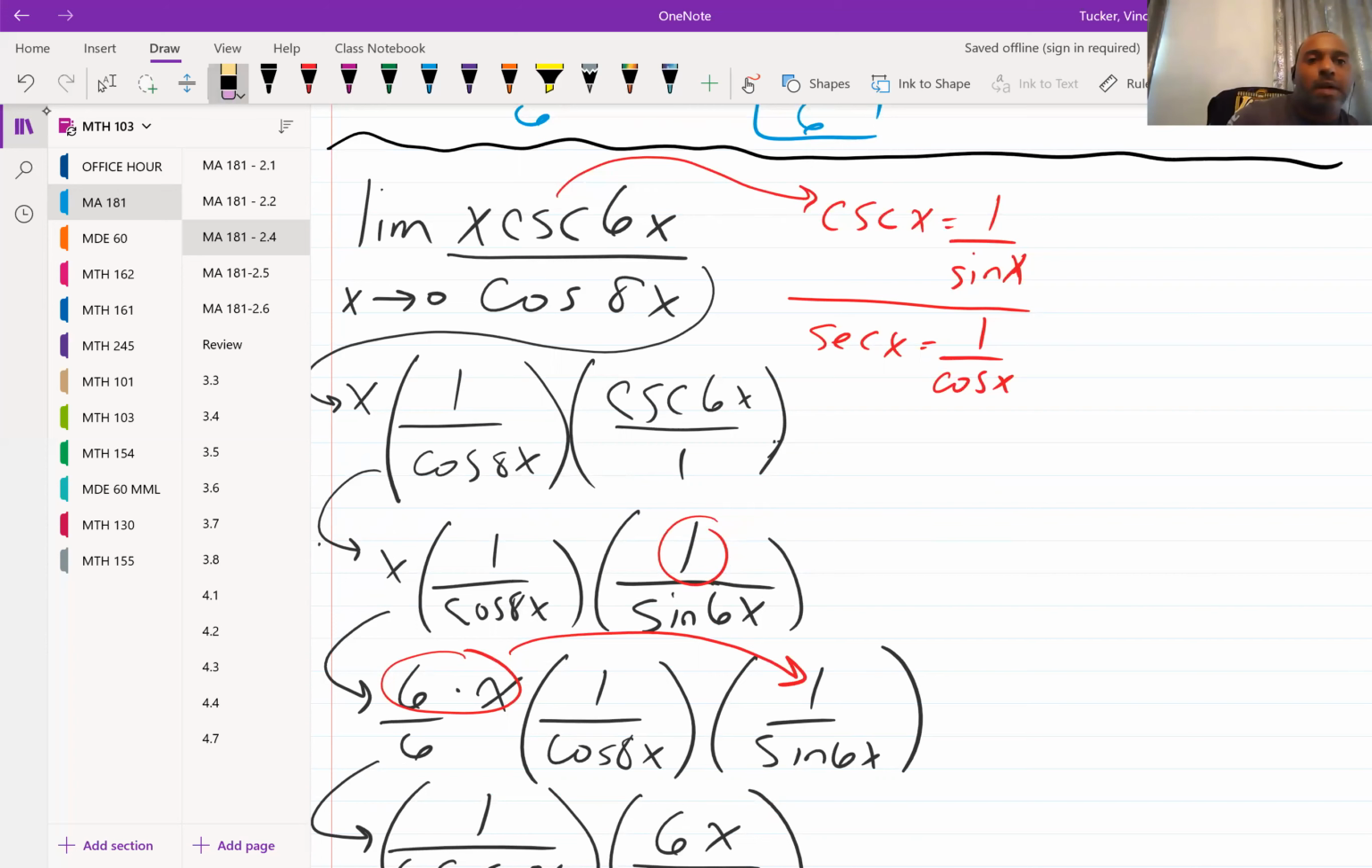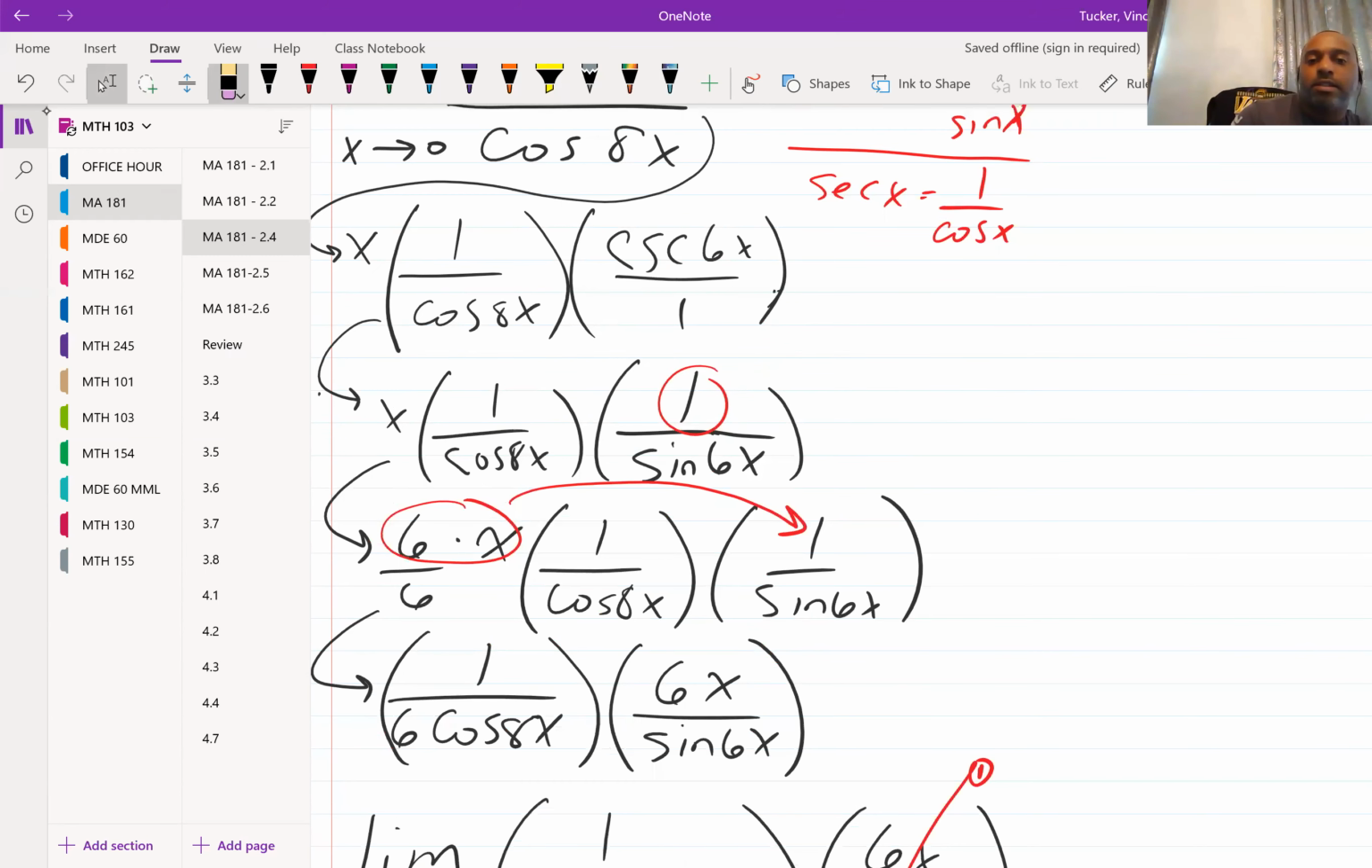So I'm going to multiply top and bottom by 6, like I did before with that 11. And I'm going to use this 6 and this x and place it right here. Because remember, once again, this is all multiplication. So I'm just moving stuff around. As long as it's all multiplication, I'm still good to do stuff like that.